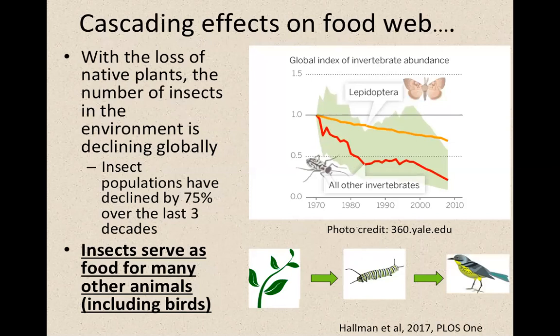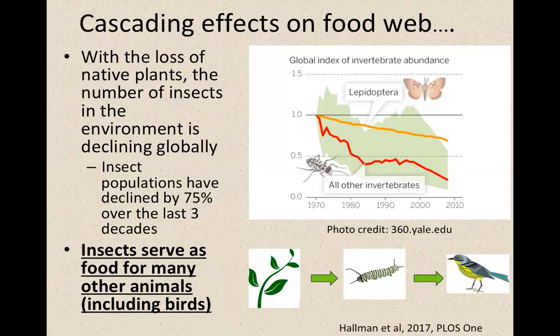And so not only with the loss of these native plants, you get what is called a cascading effect on the food web. So you lose your native plants with the invasive species or invasive plants that are out-competing them. That then influences the insects that can feed on them.